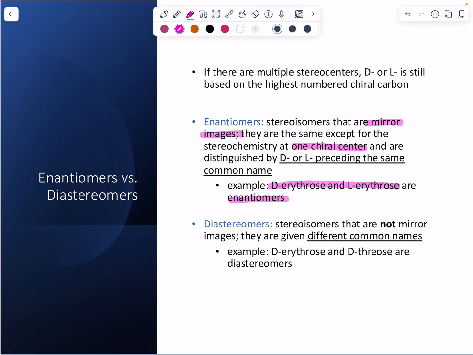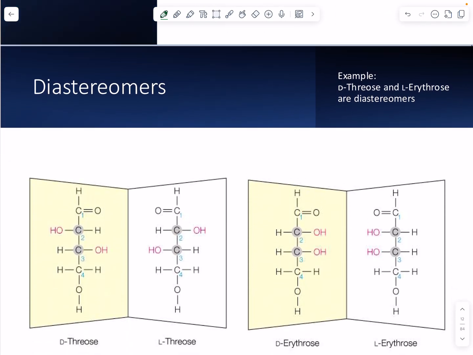Diastereomers are not mirror images. They're given different common names. You can have two diastereomers that have the same D or L designation, or they can have different ones. For example, D-erythrose and D-threose are diastereomers, or you could have D-galactose and D-glucose. Let's look at an example of diastereomers.